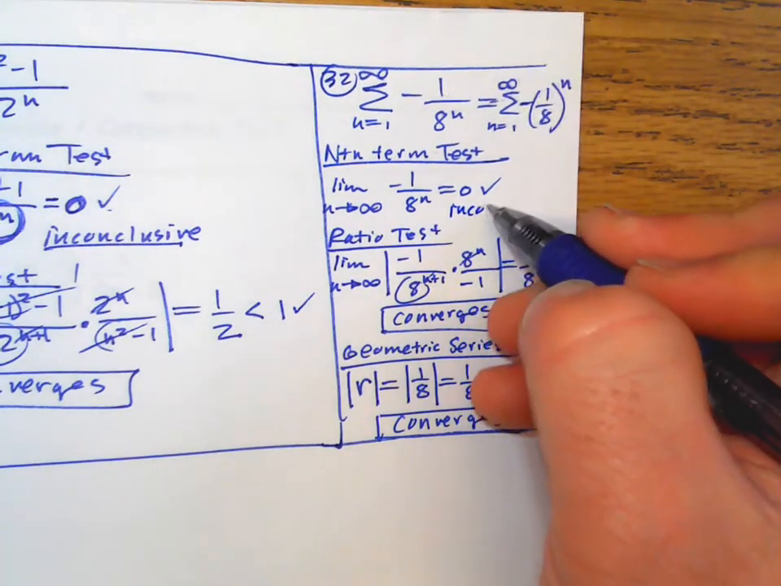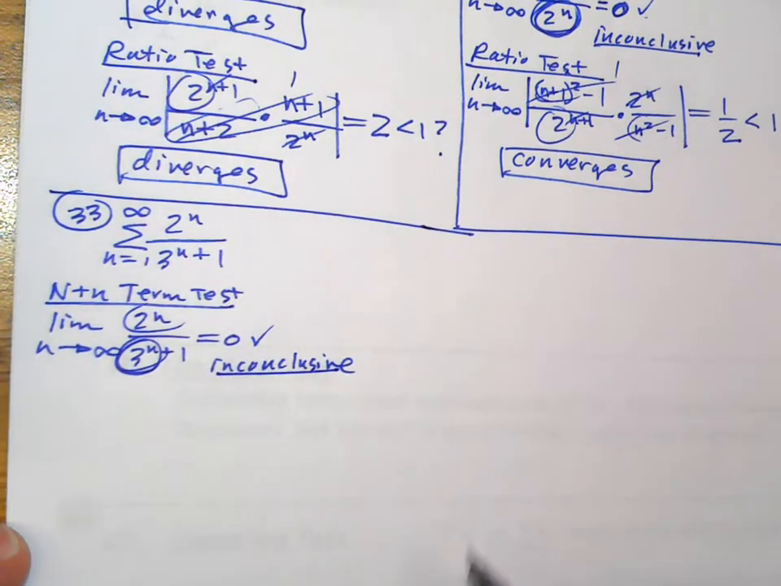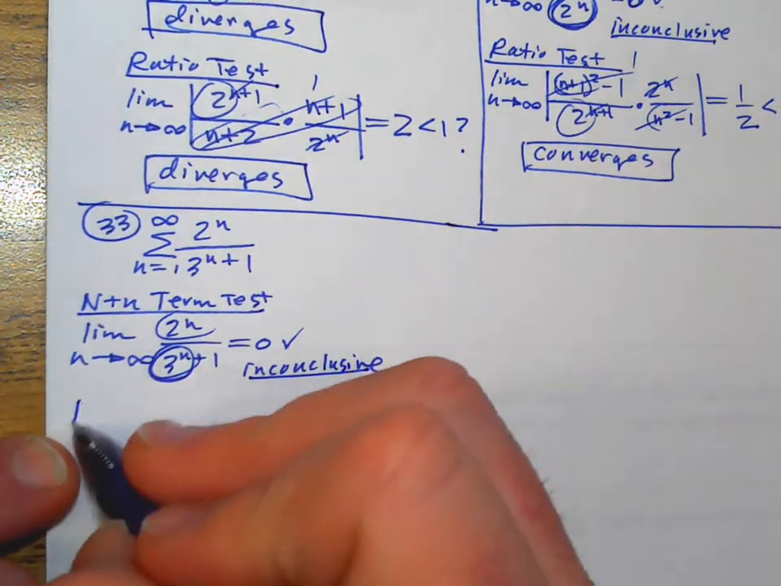All right, this last one. Inconclusive. That doesn't tell you the answer. If that's all you write and you say it converges because of that, you're not getting credit. Okay, let's try the ratio test.